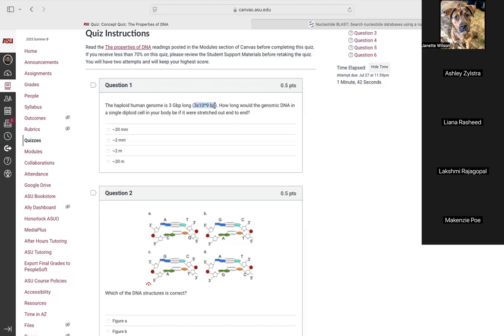So for this first question, I would just multiply this by 2. And then do you have the length of one base pair handy? Yes, I did write it down, one second. No, you're good.